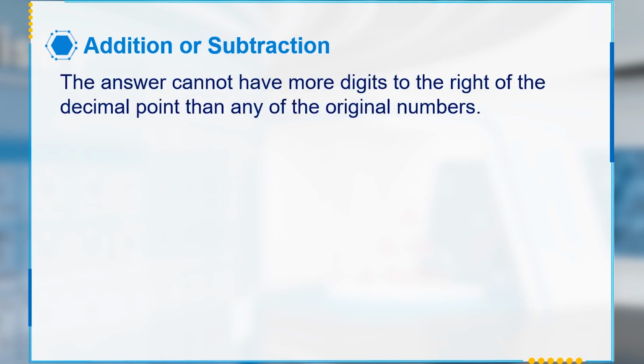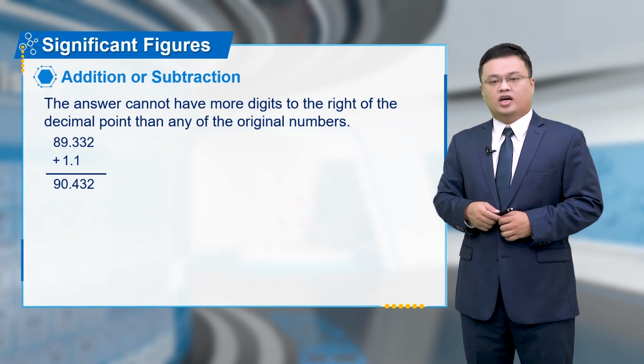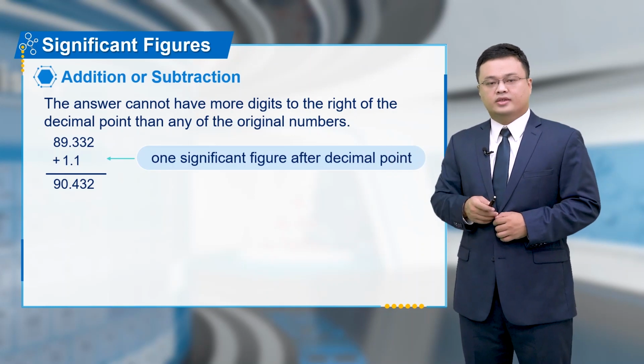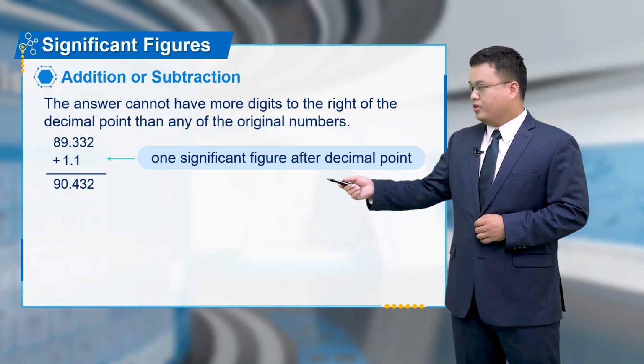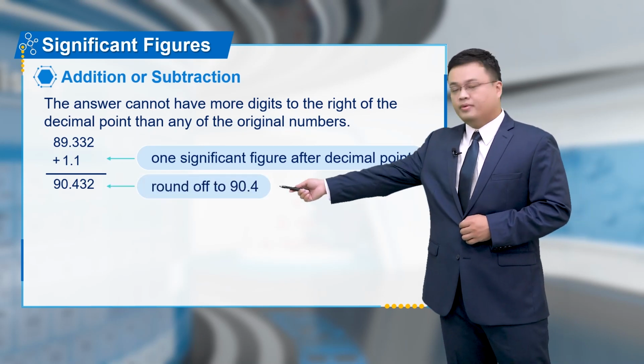How do we perform calculations of significant figures? For addition and subtraction, the answer cannot have more digits to the right of the decimal point than any of the original numbers, like 89.332 plus 1.1. There is only one digit after the decimal point for 1.1. The answer 90.432 should be rounded off to 90.4.